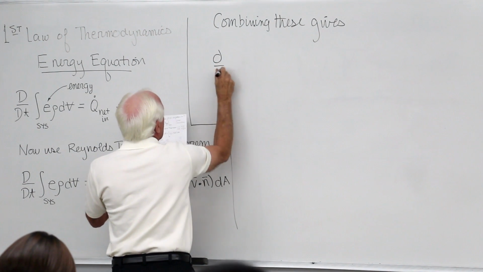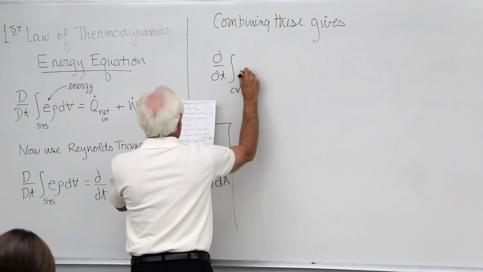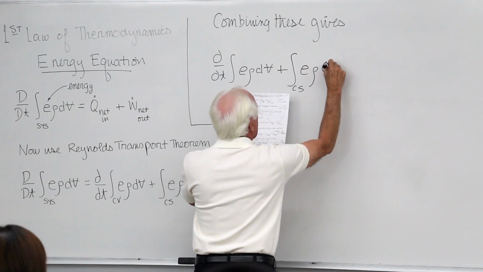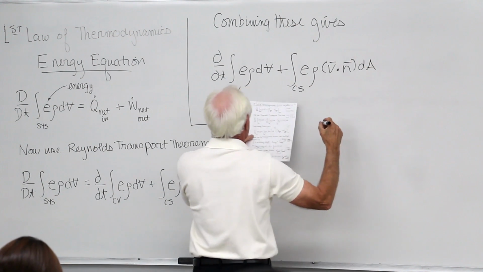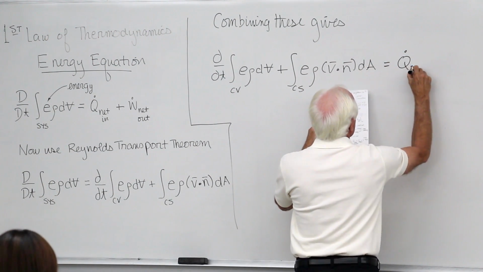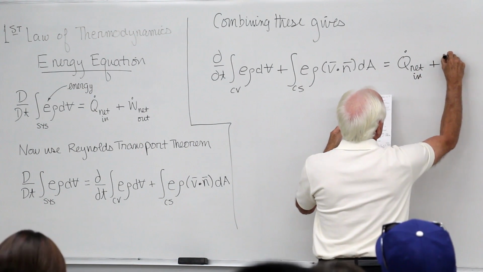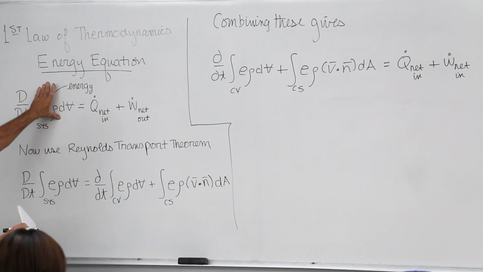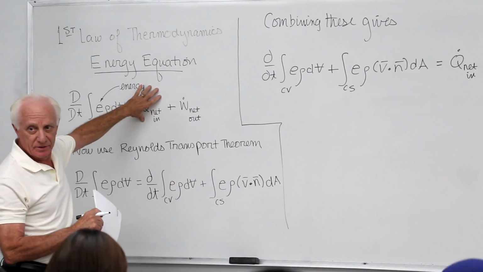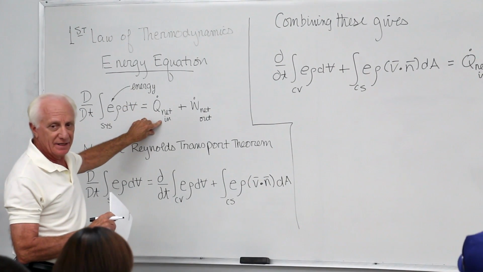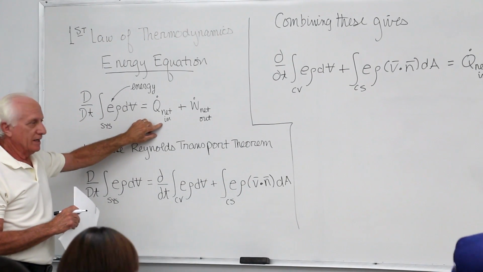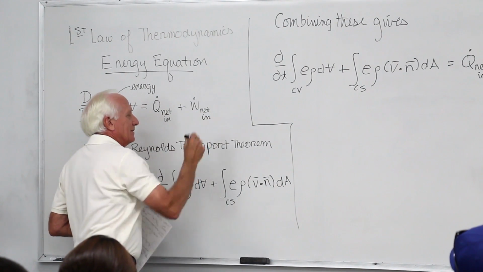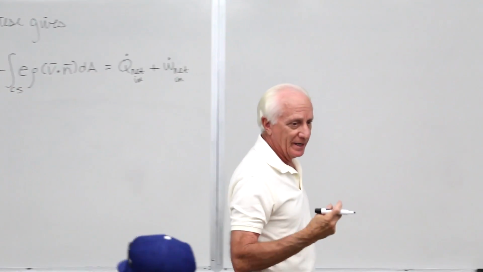Okay, so we have the left-hand side. So again, the system equation says the time rate of change of energy of a system is equal to how much heat transfer occurs, and net in means in minus out. The net heat transfer in plus the net work in. Oops, that should be in, sorry about that. We're going to define that as being positive. Some books call it negative, we'll call that positive.